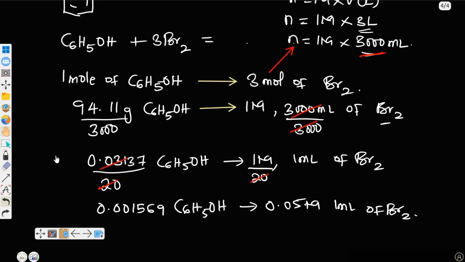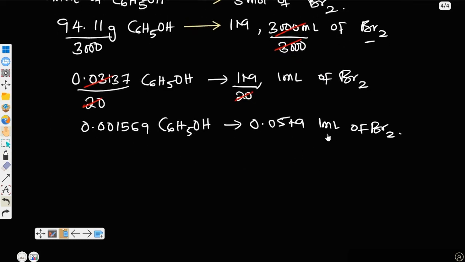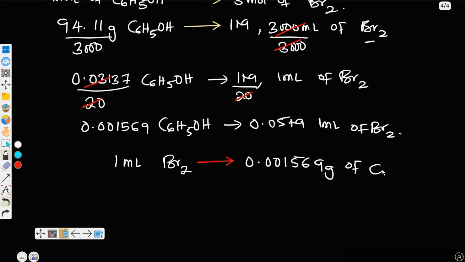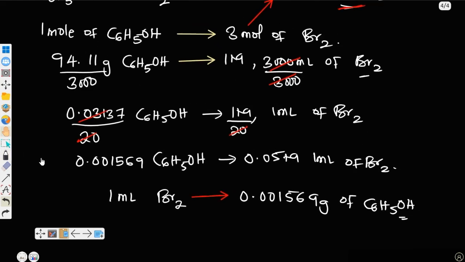Now, what does this mean? This means that 1 milliliter of 0.05 molar of this compound BrO2 will give 0.001569 gram of phenol. That is the meaning of this. 1 mil of this will give this. So you can now say that 1 mil of BrO2 gave us 0.001569 gram of C6H5OH.